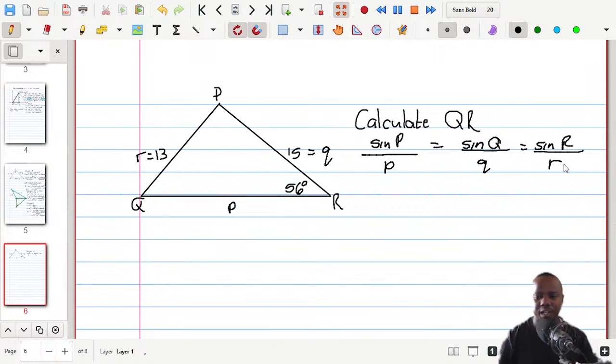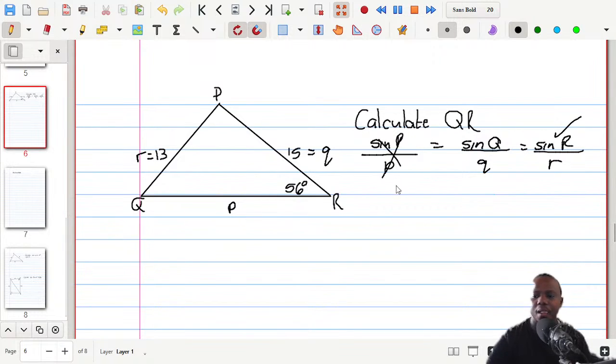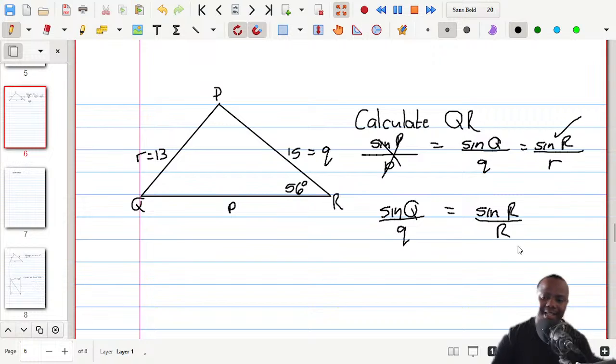Let's see what we need and what we don't need. R is needed because we've got the 13 and we've got the 56 degrees, so we're going to keep this. Q is needed because we've got the 15 and we don't have angle Q. Now you might be asking yourself, aren't we supposed to keep P because P is what we're looking for? That's absolutely correct. However, we do not know angle P, we do not know side P. So for the time being, let's just discard this. And here's what we're going to do. We're going to have sine of Q over Q is equal to sine of R over R, like that.